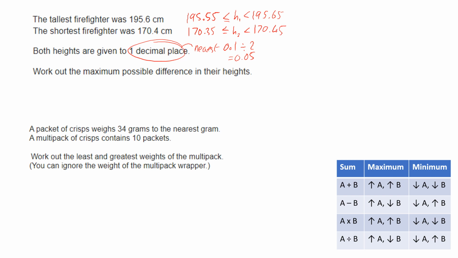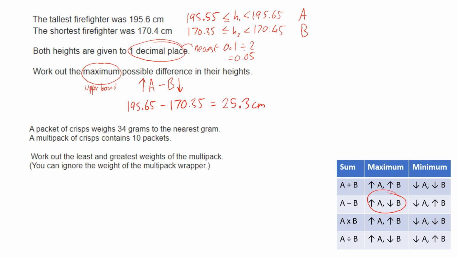We want to find the maximum possible difference in their heights. So if this is our A and this is our B, the difference is going to be A minus B. If we want to maximize this, that means we want to find the upper bound of that. We know that we need to do, let's look at our list here, the maximum value of A take away the minimum value of B. So we want to do 195.65 take away 170.35, and that would give us the biggest difference in their heights, which would be 25.3 centimeters. There you go, there's an application of using that little table.